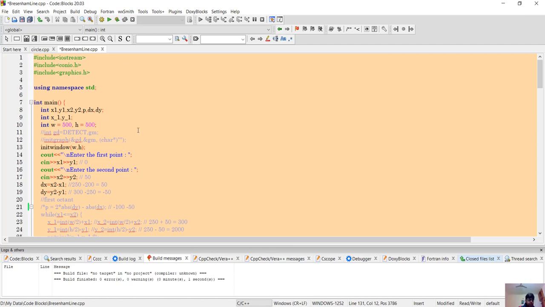The final thing before I end this video is that in the next video we will talk about the midpoint circle algorithm. It will work similarly to this, and we will talk about the M circle.